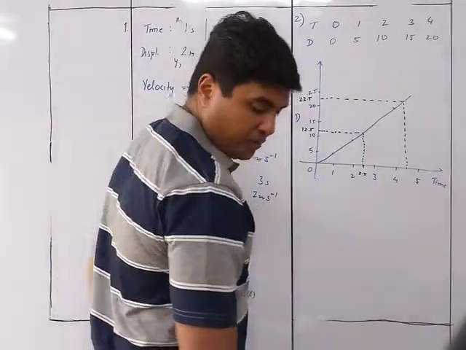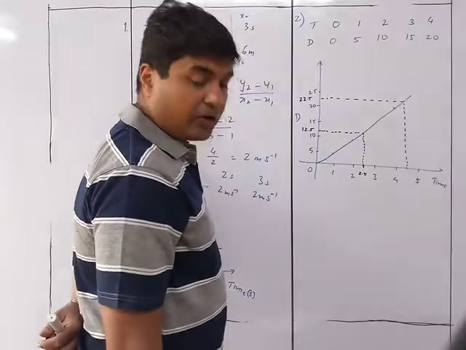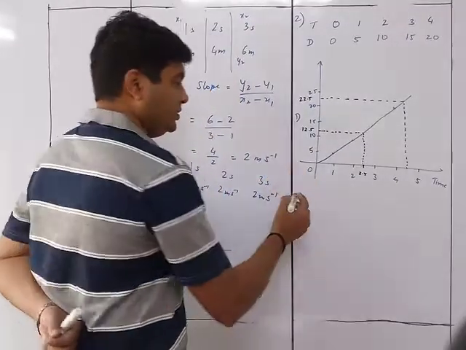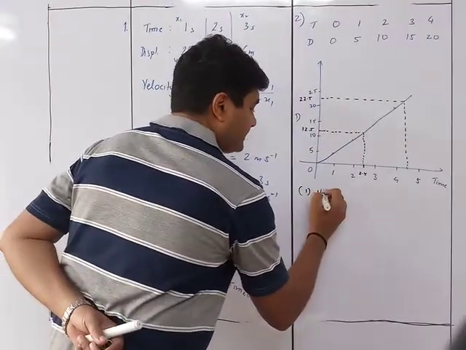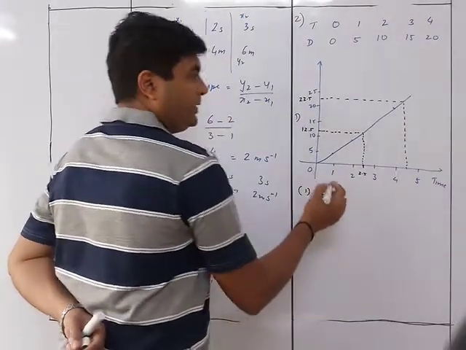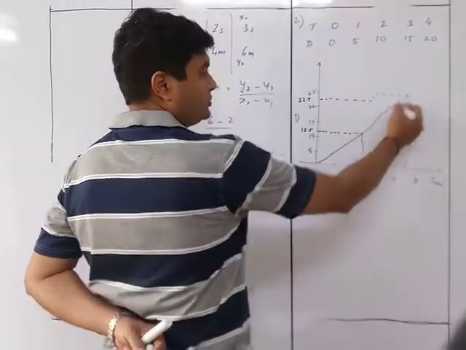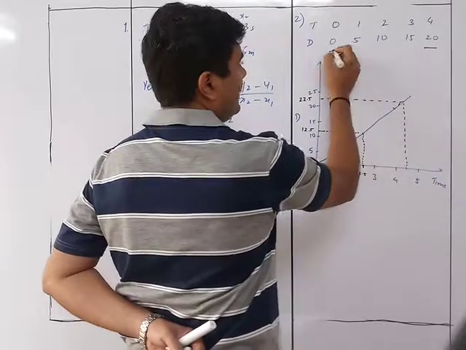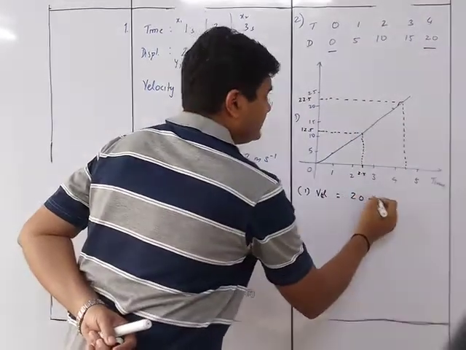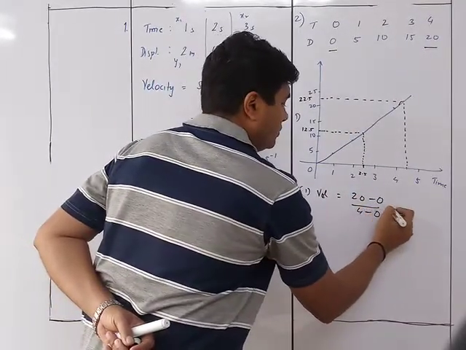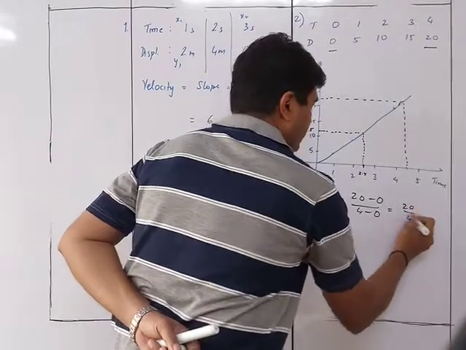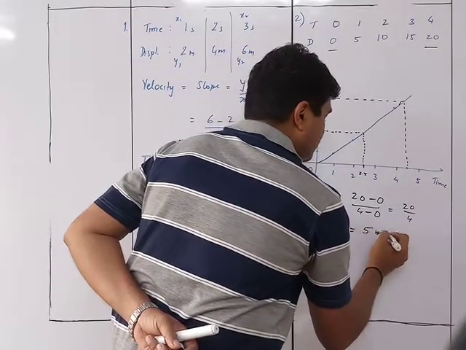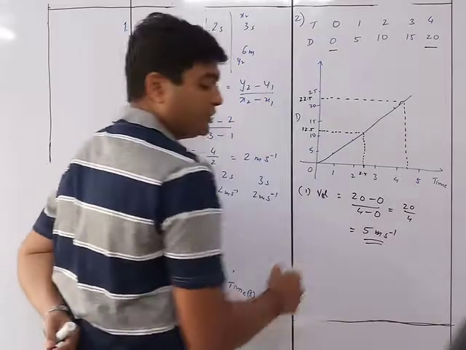So accordingly you find over here that first of all you need to find out the average velocity also. So first thing is velocity is going to be equal to, now you can take any two values. So take this value and this value. So it will be 20 minus 0 upon 4 minus 0, is 20 upon 4, is equal to 5 meter per second. This is the velocity.